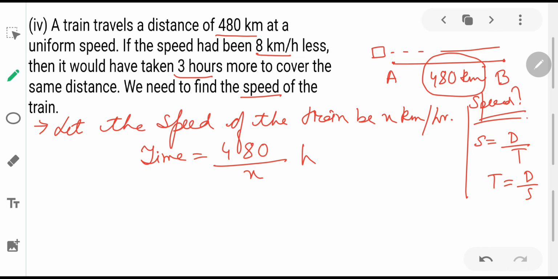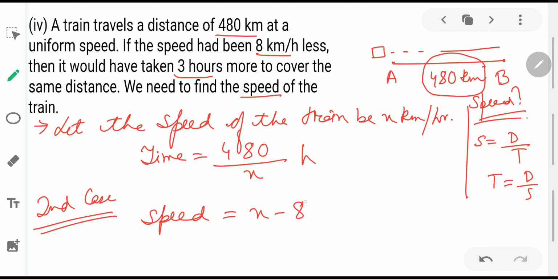After that, in the second case, what has been said? If the speed had been 8 km per hour less. So, let us assume it to be the second case. In the second case, what is the speed? The speed is 8 km per hour less. Less means what? Less means minus. So, it is x minus 8 kilometers per hour. It would have taken 3 hours more to cover the same distance.